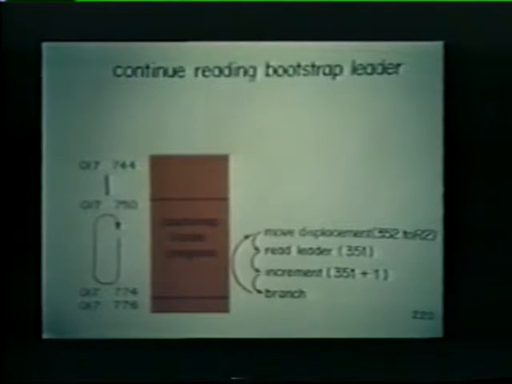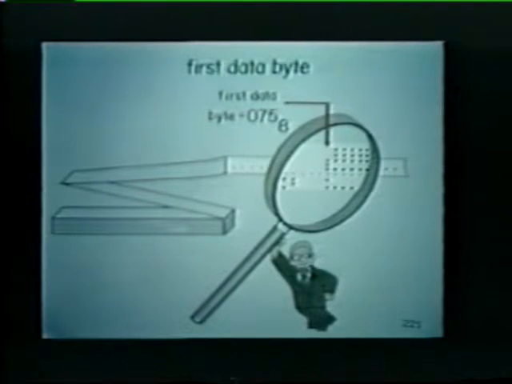As we continue reading the 351 leader code, the following sequence keeps repeating or looping. First, we transfer our old address displacement of 352 into General Purpose Register 2. The tape leader 351 is then read and incremented to 352, giving us our new address displacement. We then branch back and the program is repeated. The program continues to loop between memory addresses 017750 and 017774. So far, we've been reading our tape leader code 351.